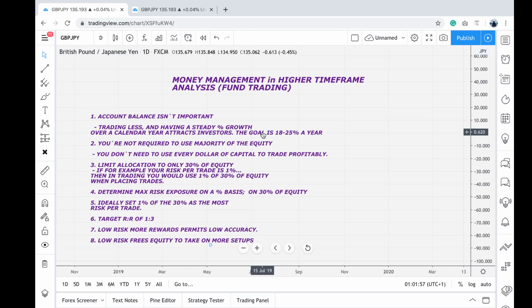So the goal is 18 to 25% a year. So don't think when you're managing an account, you need to make 100% a year, you need to make 120% a year, you need to make 5% a year. 18 to 25% a year is the industry standard. That is the standard expected of funded traders to bring back an ROI of 18 to 25% of that capital each year. Now you could go for higher percentages, you could say 30 or 40.